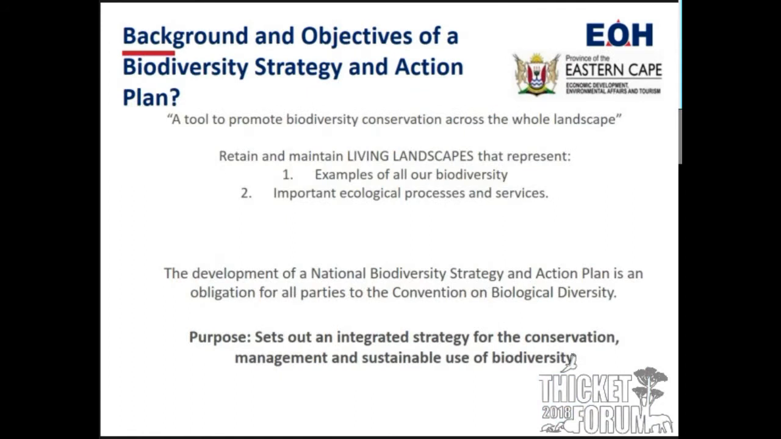wetlands. So I'd like to move on to the strategy and action plan, and where the conservation plan has an objective to promote biodiversity conservation. Strategy and action plan sets out an integrated strategy for the conservation, management and sustainable use of biodiversity.